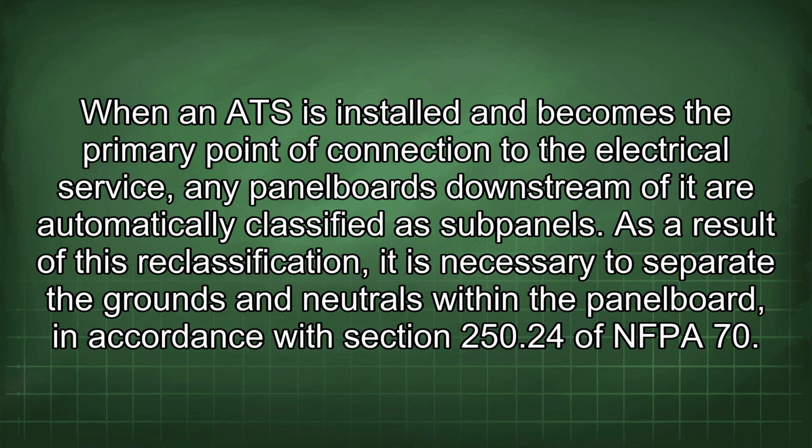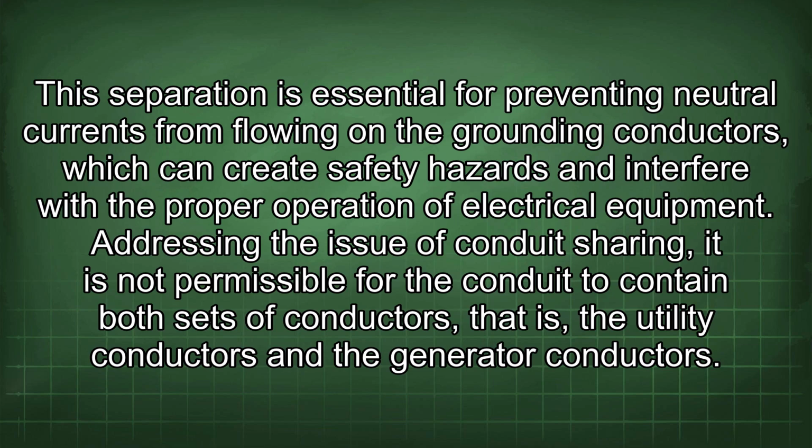As a result of this reclassification, it is necessary to separate the grounds and neutrals within the panel board, in accordance with section 250.24 of NFPA 70. This separation is essential for preventing neutral currents from flowing on the grounding conductors, which can create safety hazards and interfere with the proper operation of electrical equipment.